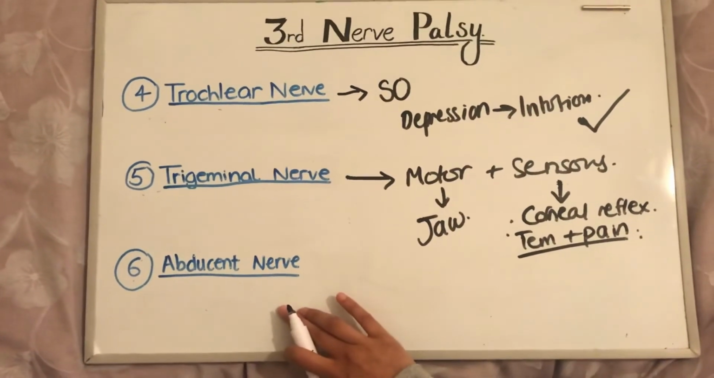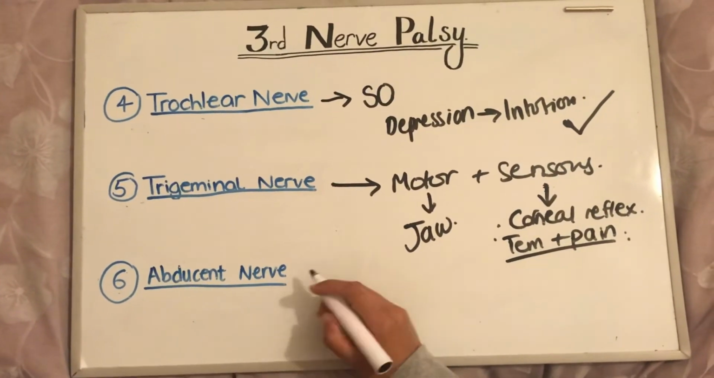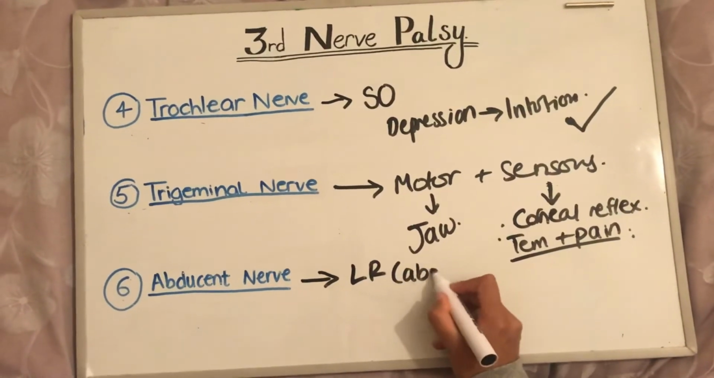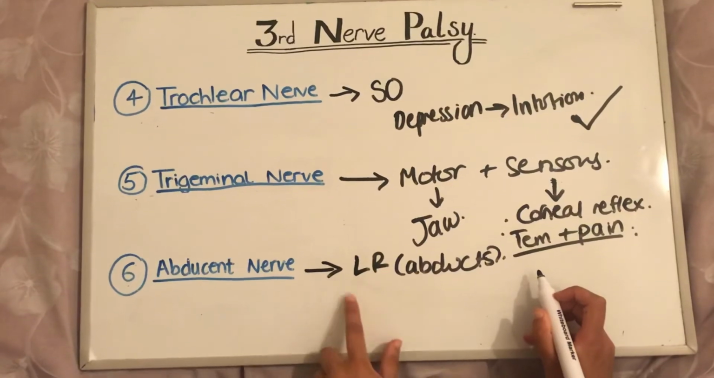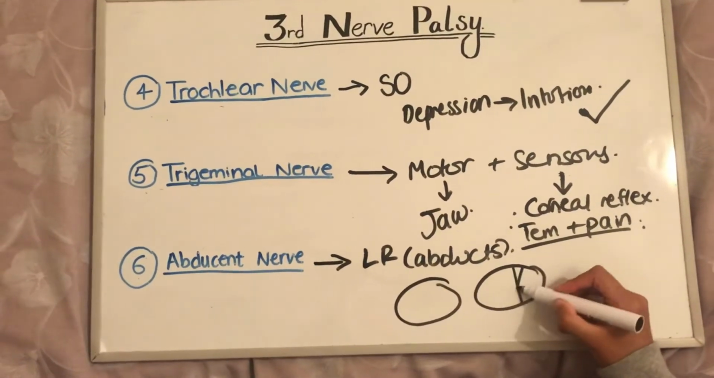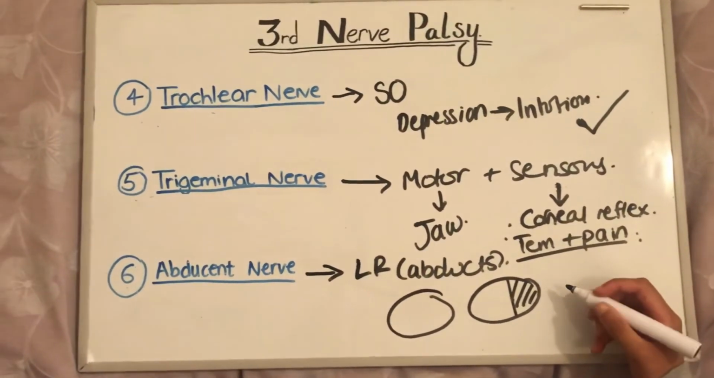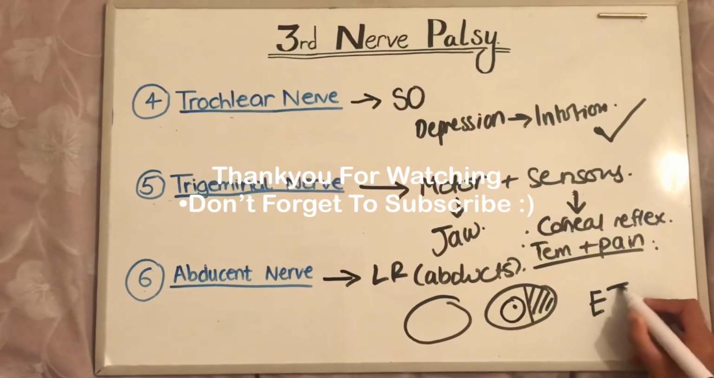Moving on to the sixth nerve. The sixth nerve is also known as the abducens nerve, which is in charge of the lateral rectus, which abducts the eye. So someone with a sixth nerve palsy, you will see something that looks like this. So the patient won't be able to abduct the eye over here. So this will also give them an esotropia.